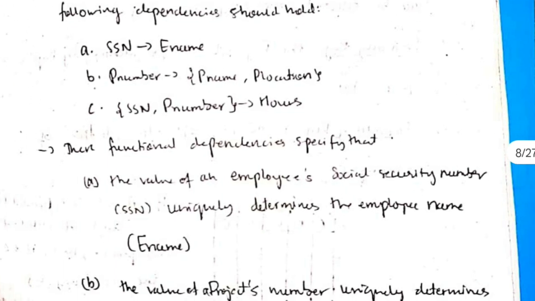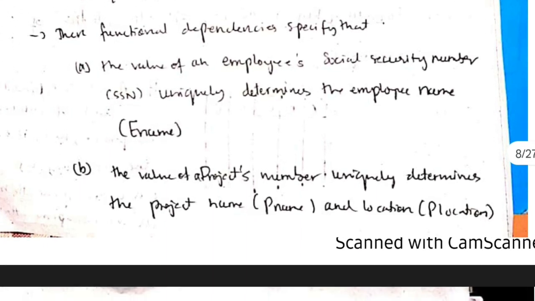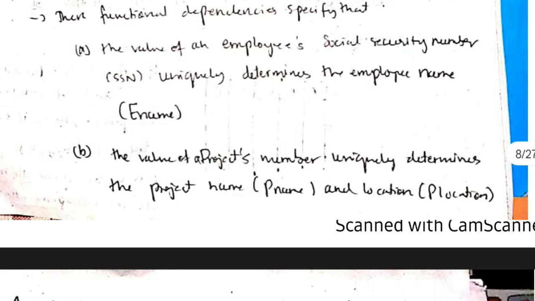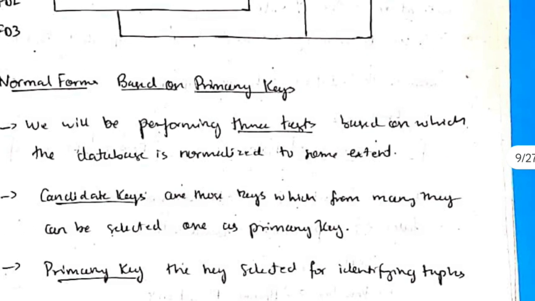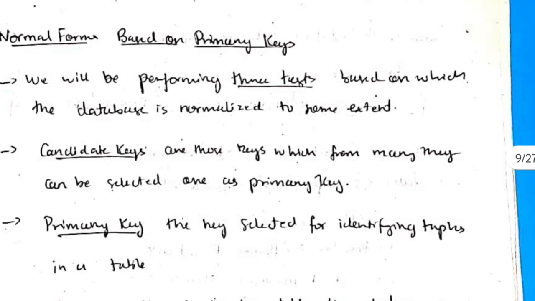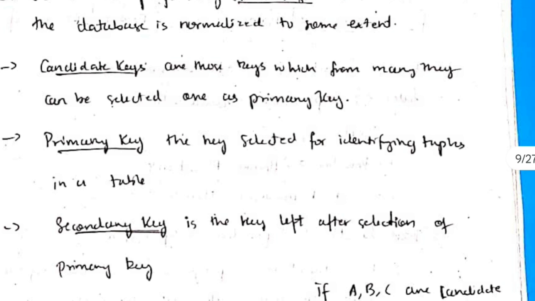Okay, so that is the thing which is being specified here in the functional dependency. And what we need to keep in mind is the normal forms. Whenever we will be performing three tests here, which is based on the database to be normalized. Before that, let's revise what is the candidate key.